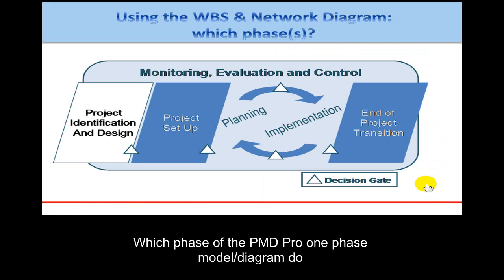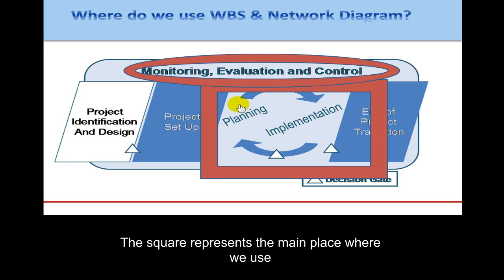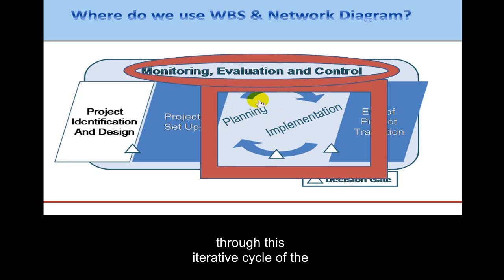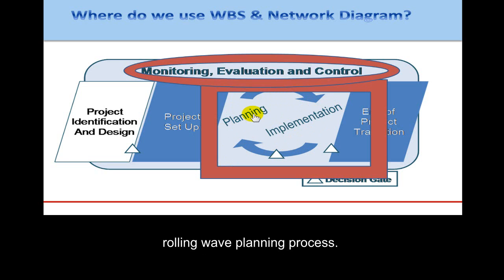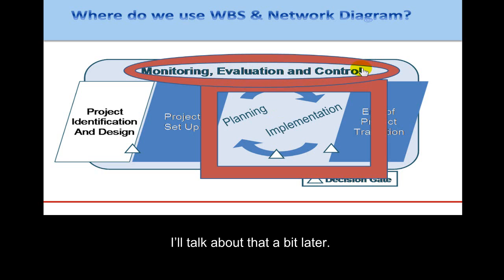Which phase of the PMD Pro1 phase diagram do we primarily use the WBS and the network diagram? This square represents the main place where we use the WBS and the network diagram. Of course, initially it's used in planning, but then it's revised throughout implementation through this iterative cycle, the rolling wave planning process. I've also circled monitoring, evaluation, and control because the work breakdown structure is extremely useful in this function, and I'll talk about that a bit later.